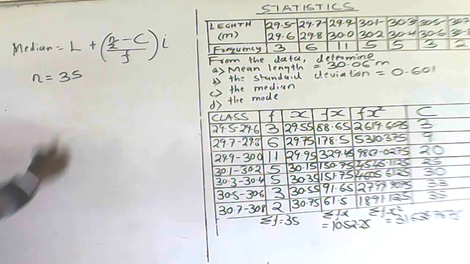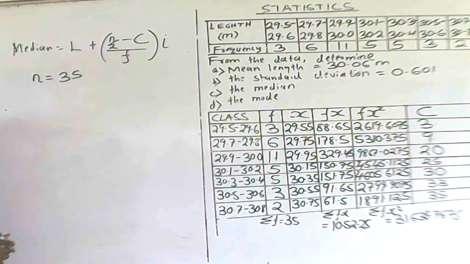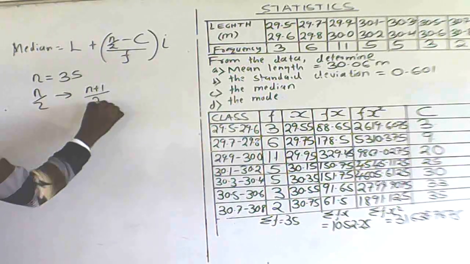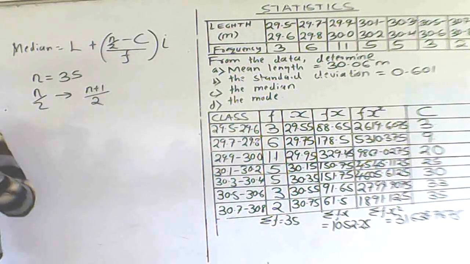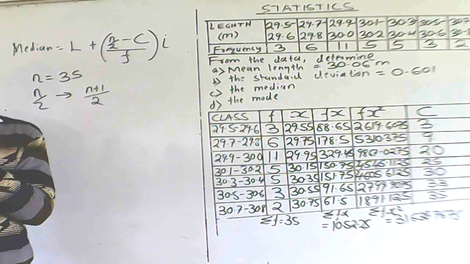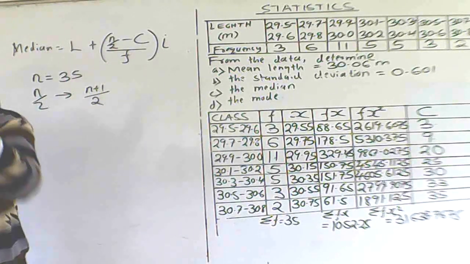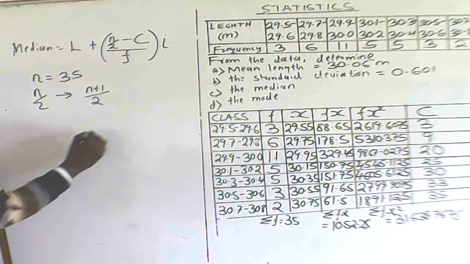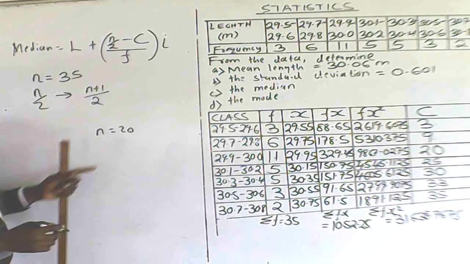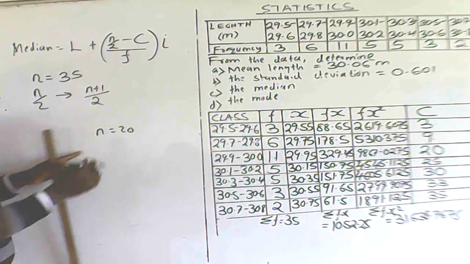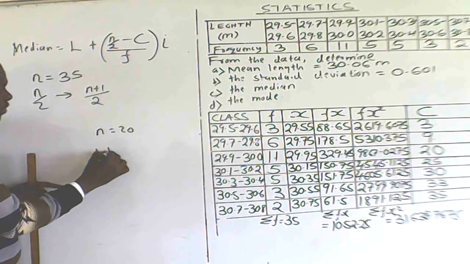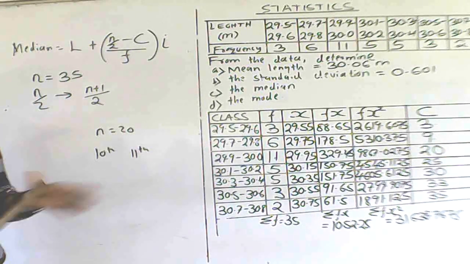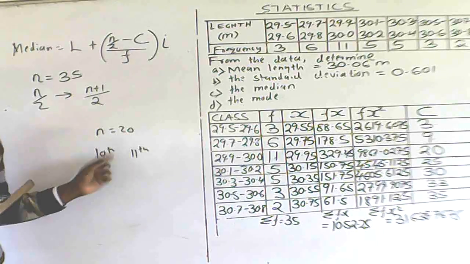Now, when you are looking for n over 2, which denotes the median term, it is given by n plus 1 divided by 2. When n is odd, you have exactly one value in the middle. And when n is even, there are two values in the middle. If n was 20, the middle values would be the 10th and the 11th terms, since 20 divided by 2 is 10.